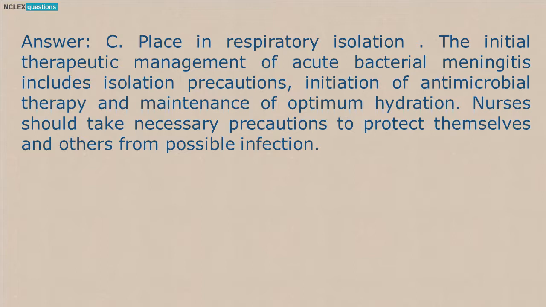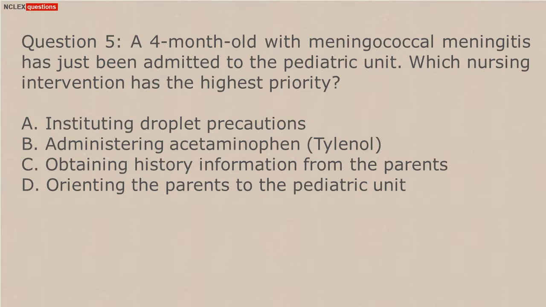Question 5. A 4-month-old with meningococcal meningitis has just been admitted to the pediatric unit. Which nursing intervention has the highest priority? A. Instituting droplet precautions. B. Administering acetaminophen Tylenol. C. Obtaining history information from the parents. D. Orienting the parents to the pediatric unit.